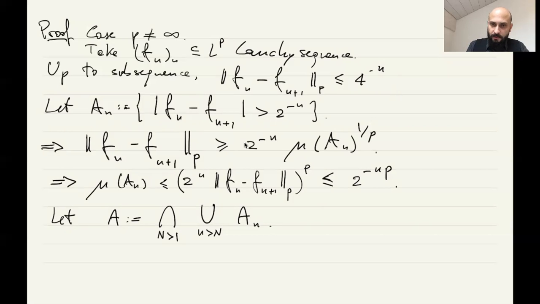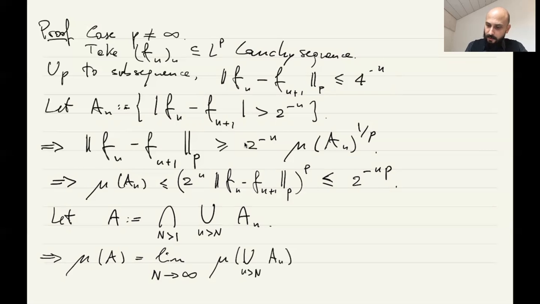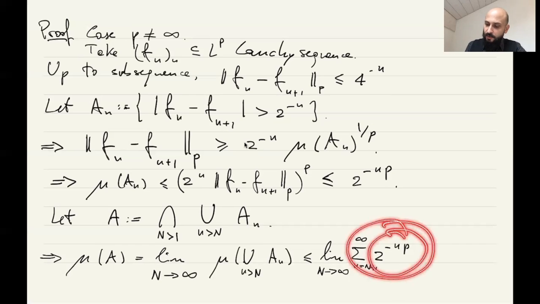Okay, so what is the measure of this set? The measure of set A is equal to the limit, because this is a decreasing sequence in capital N, so the measure is the limit of the measures of the unions, which is, by sigma subadditivity, at most the limit as N goes to infinity of the sum of the measures, 2 to the minus np, from capital N to infinity. And now this series converges, so the tail of the series goes to 0. So this limit is 0. So A has measure 0.